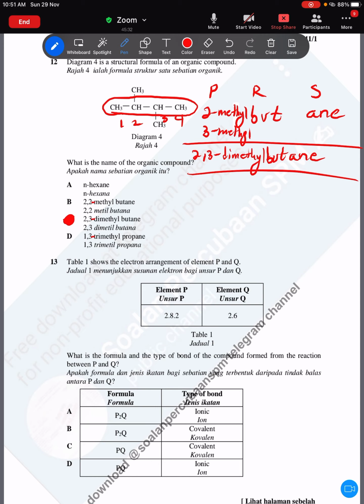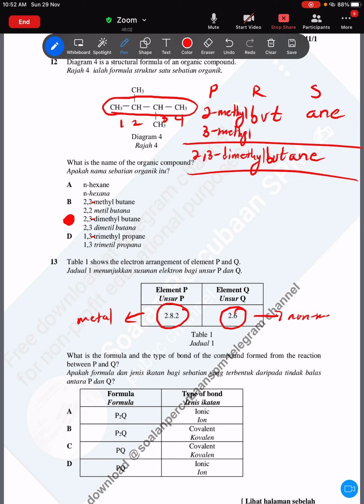Okay, let's look at the next one. Table 1 shows the electron arrangement of the elements P and Q. We will discuss until 25, then I give you a break, then we will continue in the second session. By looking at the electron arrangement of P, I can simply say it is a metal element. And by looking at Q, I know this is a non-metal.